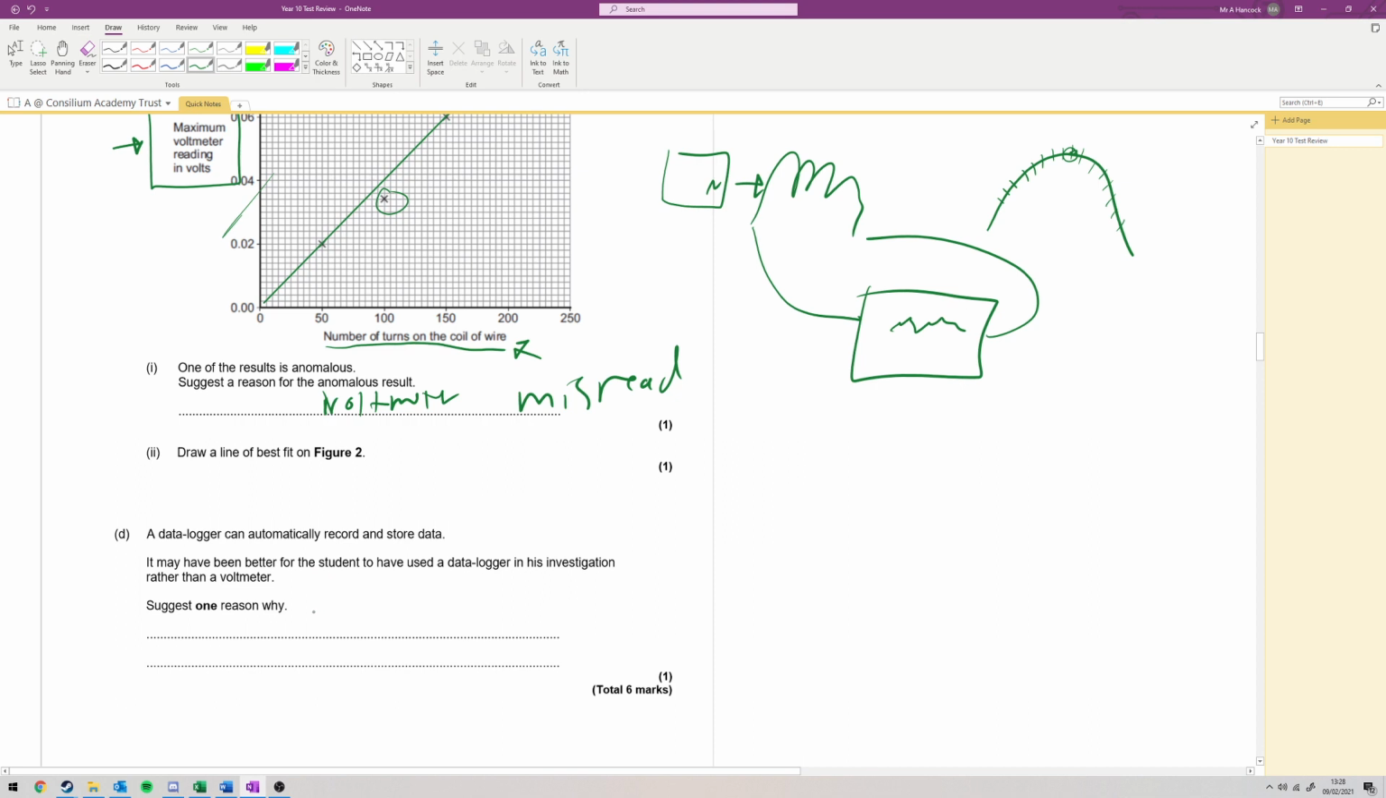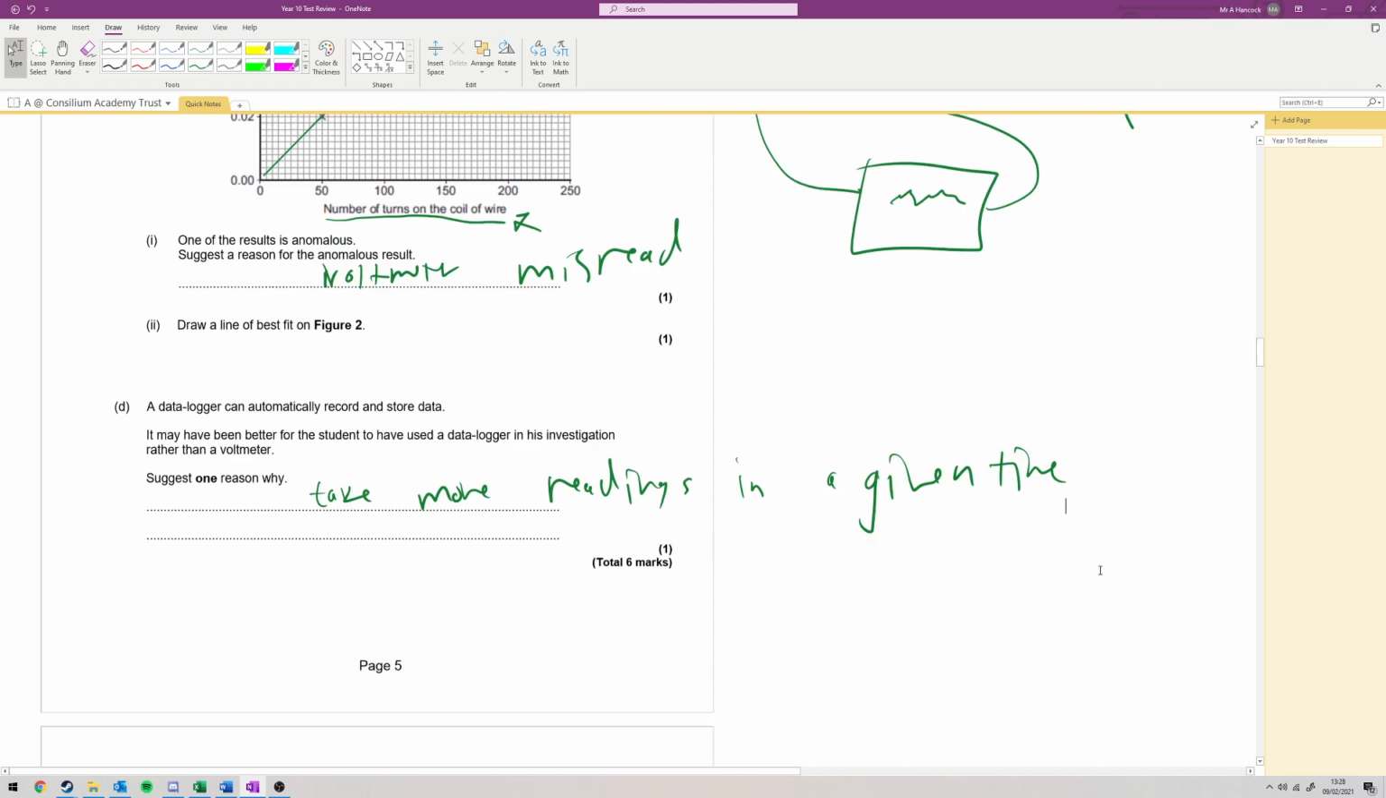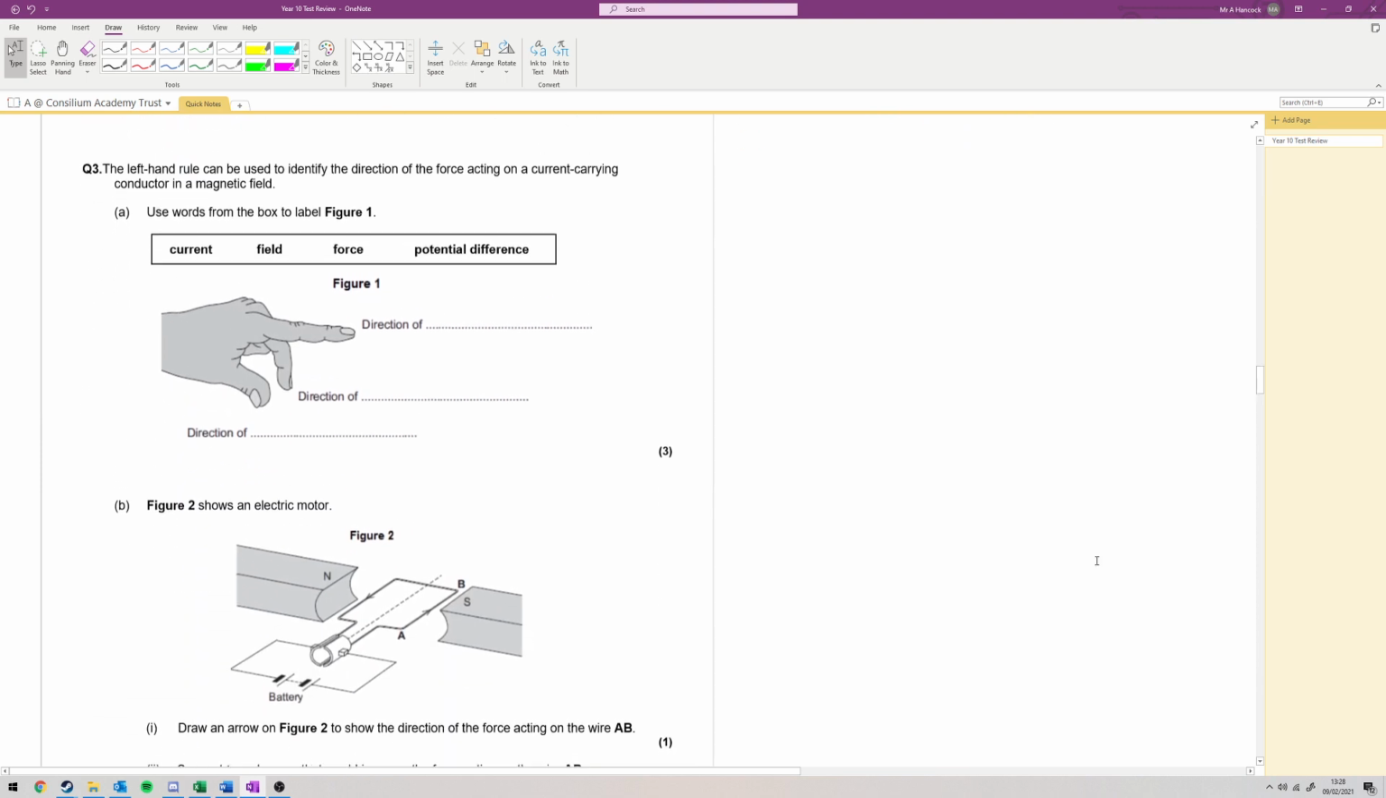So it can take more readings in a given time. If it was a 2 marker, it would take more readings in a given time, so it is more likely to identify the maximum voltage. That would be a 2 mark answer, because they sort of lead on to each other.